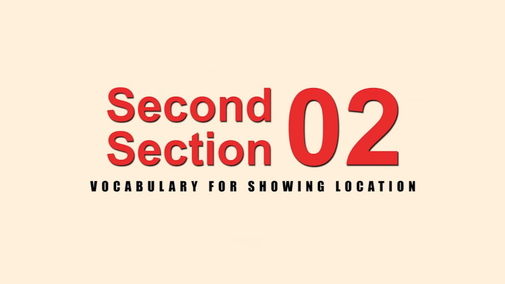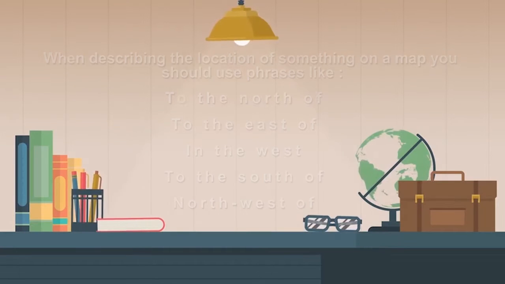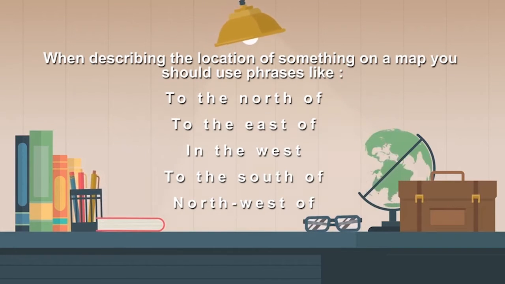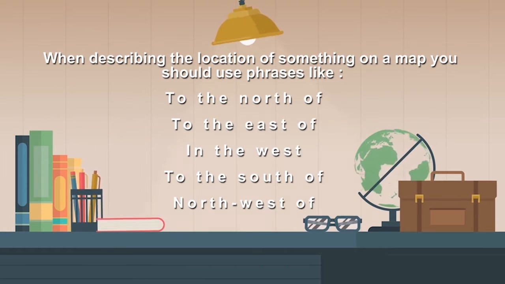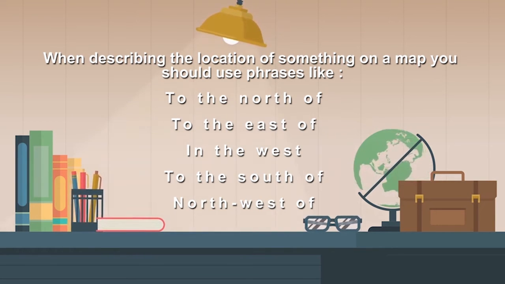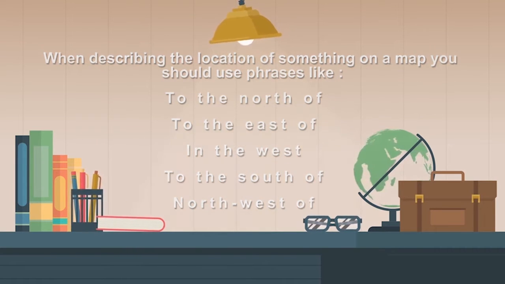Second section. In this section, I will tell you about vocabulary for showing location. When describing the location of something on a map, you should use phrases like to the north of, to the east of, in the west, to the south of, northwest of.